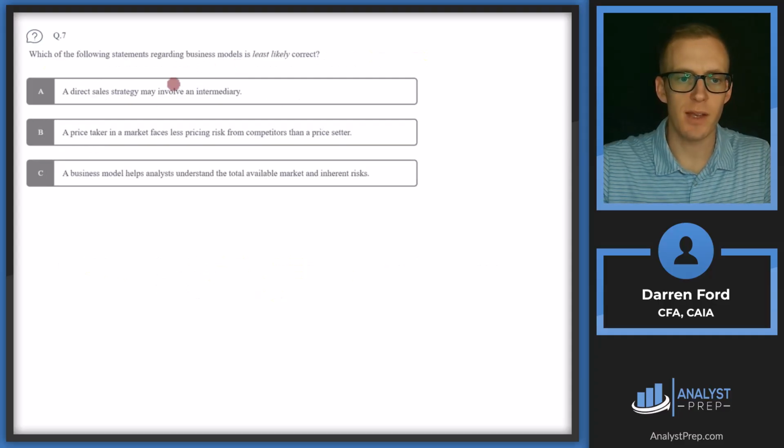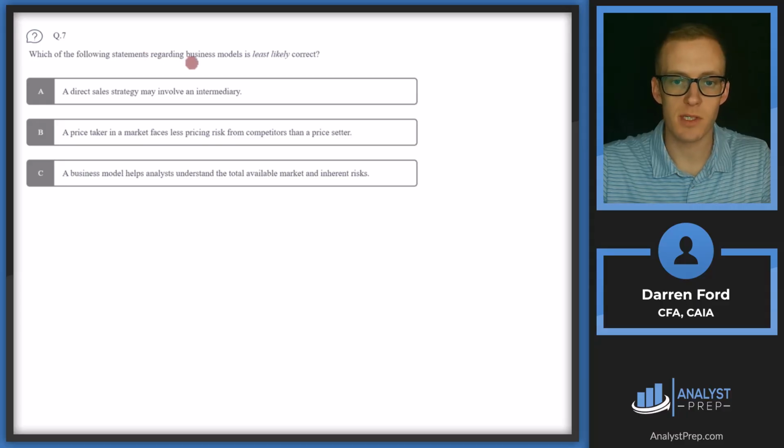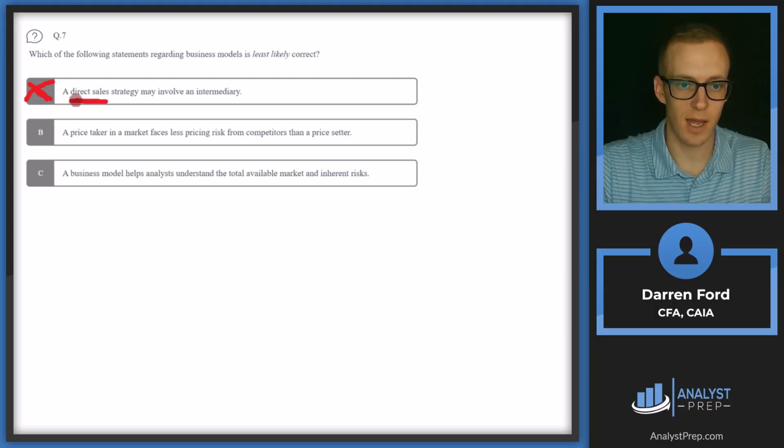Answer A. Question 7. Which of the following statements regarding business models is least likely correct? A, a direct sales strategy may involve an intermediary. We can rule this answer out since this is actually a correct statement. It's confusing because direct sales implies we're selling directly to the consumer, but there could still be an intermediary, such as a broker that earns a commission. They never have ownership of the product, so the strategy would technically still be person to person.